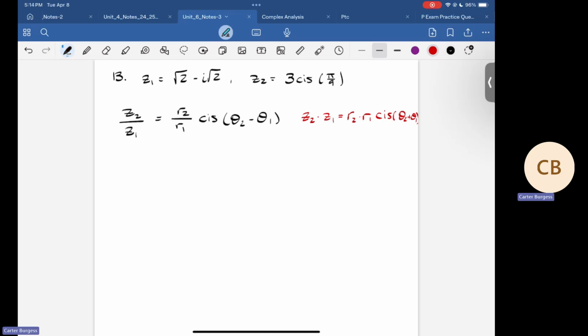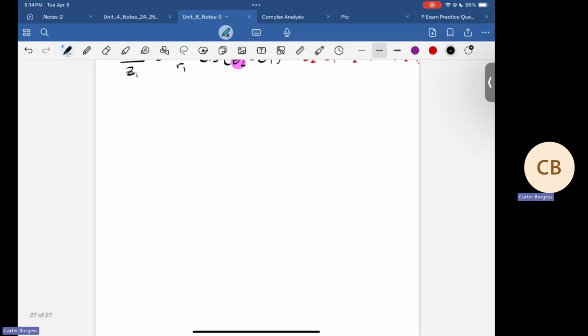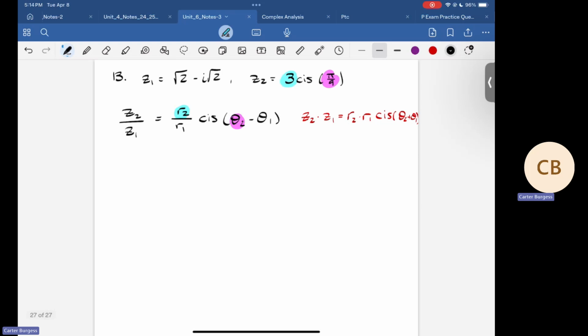Of course, in order to figure this out, we need to know what r2 and theta 2 is, and we need to know what r1 and theta 1 is. We already fortunately have r2 and theta 2, but we are missing r1 and theta 1. We don't know yet what those are, and so we need to find those values.